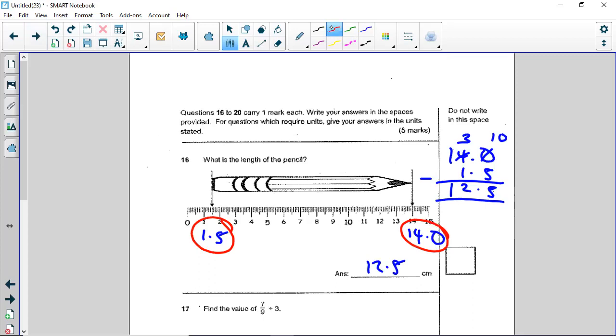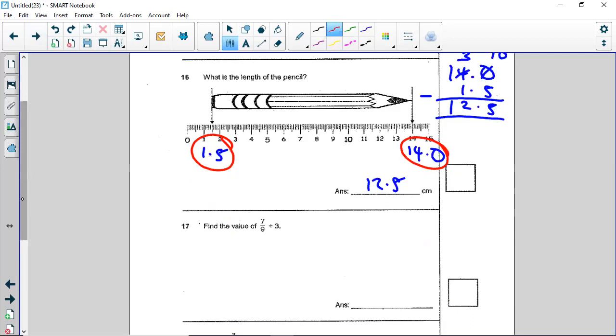Okay, Karina? All right, if it's a bit too fast, later, watch the video to catch up. All right? Okay, question number 17. How do you divide the fraction? 7 over 9 divided by 3.